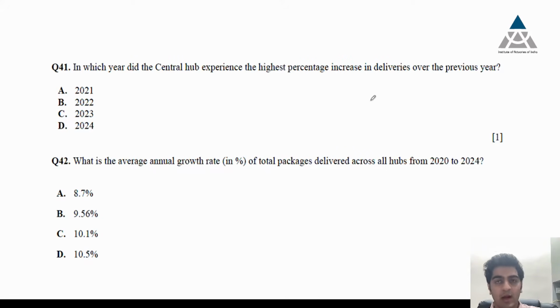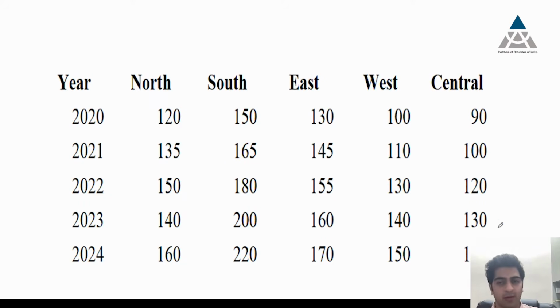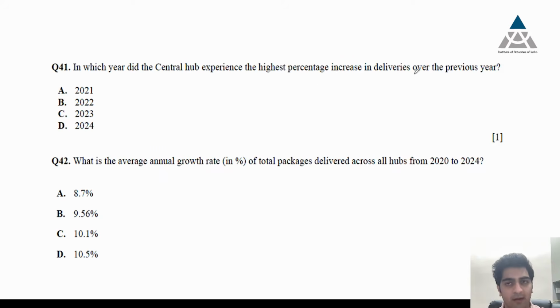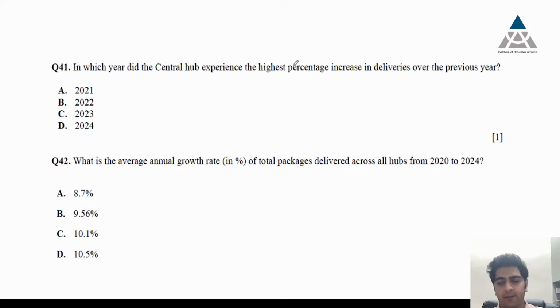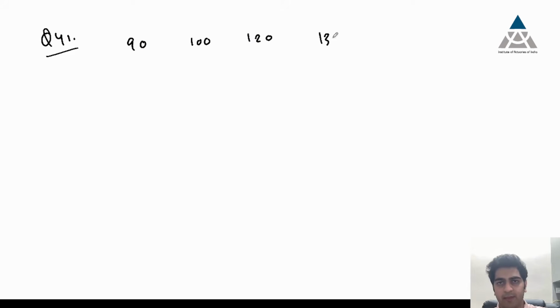So they are not asking you highest number of deliveries, that would be 2024 of course, but the highest increase in deliveries over the past years. And also it's a percentage increase, not an absolute increase. Correct? So what is the difference? Like the absolute increase would be 10,000 here, then 20,000, then 10,000, then 20,000. But that is not what they are asking. They are asking percentage increase. So how do you go with that? So question 41, the way you will do it is the central hub data points 90, 100, 120, 130, 150. Okay.